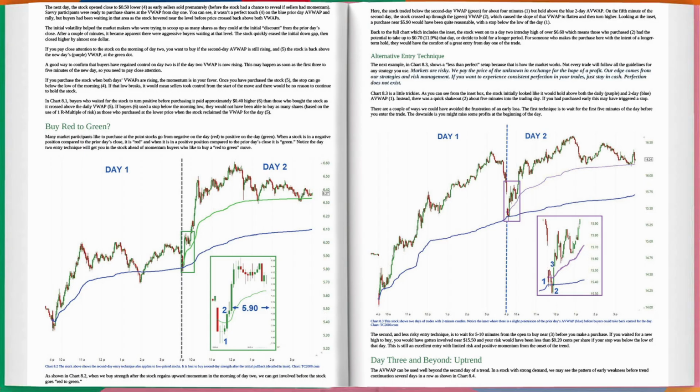The stock went on to a Day 2 intraday high of over $6.60, which means those who purchased 2 had the potential to take up to $0.70, 11.9% that day, or decide to hold for a longer period. For someone who makes the purchase here with the intent of a longer-term hold, they would have the comfort of a great entry from day 1 of the trade.